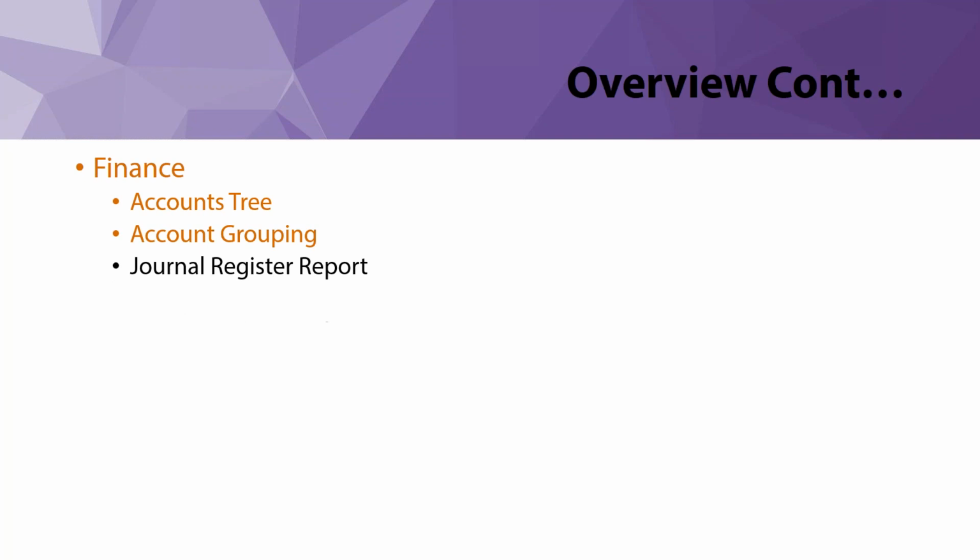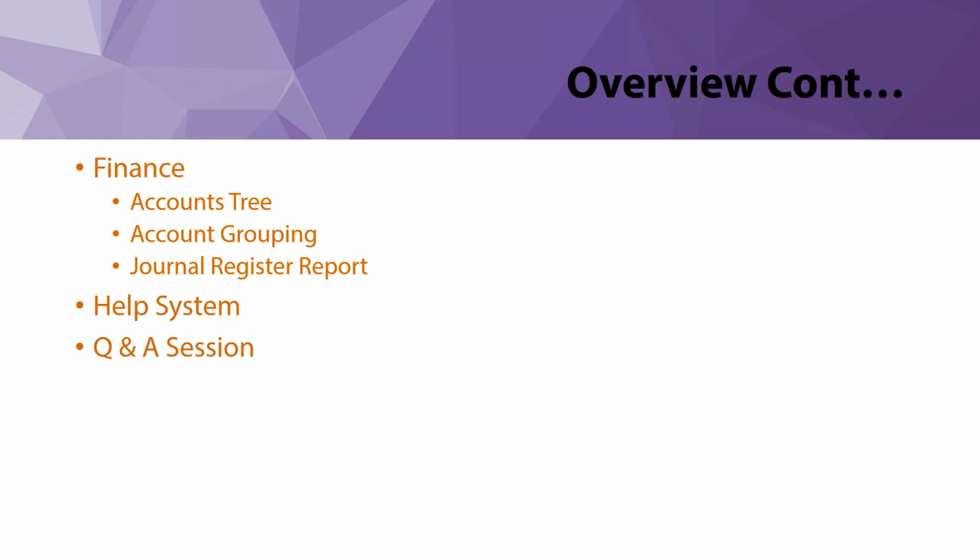Okay, so overview continued. Once we're done with contributions, of course, next would be finance, where we'll talk about some button changes in the accounts tree. We'll show the account grouping. There's been a change to allow you to easily switch between different account groups. So that's quite powerful. Then we'll talk about the journal register report, and we'll talk about the new help system. Once we're done with the help system, that'll be somewhere around the hour 5-minute mark.